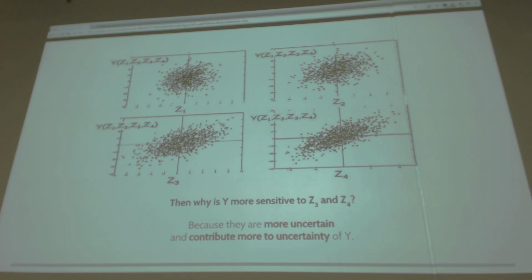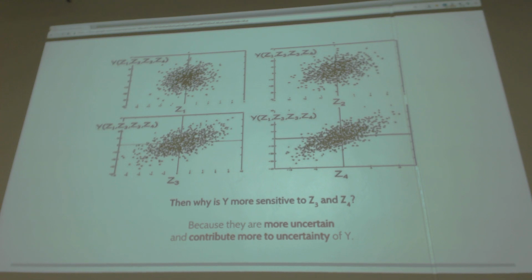It turns out that Y is more sensitive to Z3 and Z4 because these variables themselves are more uncertain. If they're more uncertain, then they contribute more to the uncertainty of the output. This is probably something to think about. So this emphasizes why uncertainty of inputs is as important as the shape of the function itself for describing the uncertainty of Y with respect to a particular parameter.